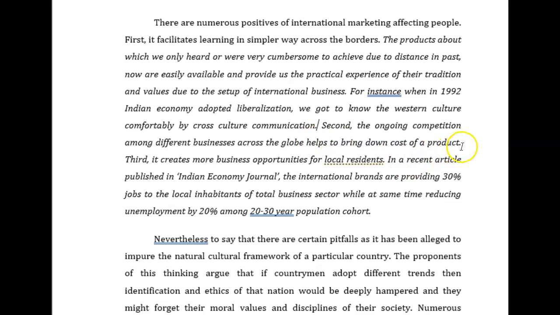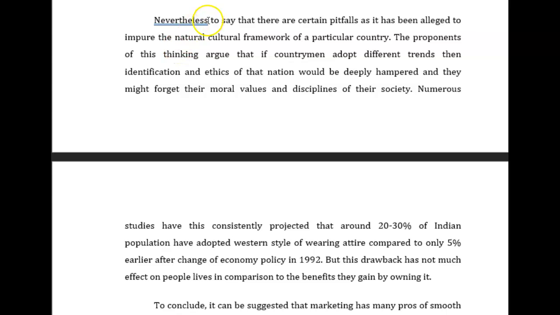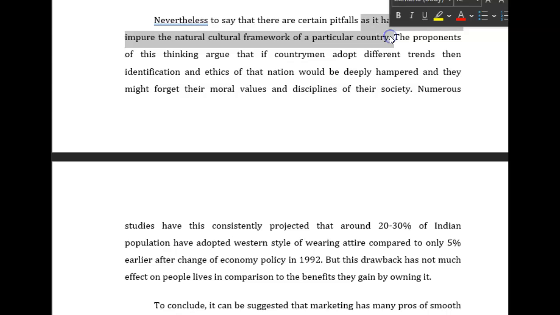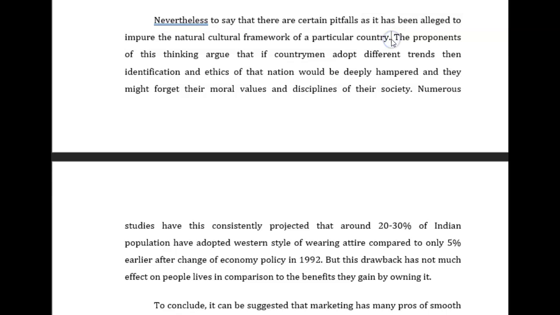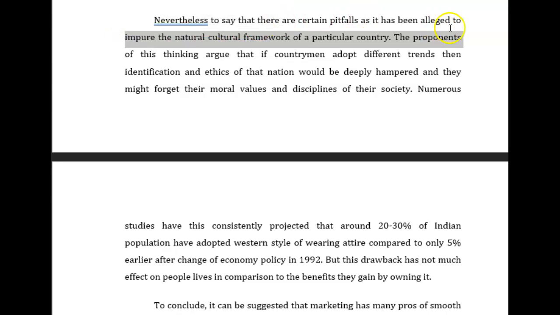Competition helps bring down costs. Yes, but that's not relevant. That's to do with trade. Third, business opportunities. Again, that's to do with trade and jobs. That is maybe a byproduct, but that's not what we're talking about. So we need to stay on the point here. Okay. Nevertheless, to say that there are certain pitfalls, as has been alleged to. This doesn't sound good in English. It's too formal. Impure, we should say damage instead of that, but I'm not sure where you are going on that sentence.